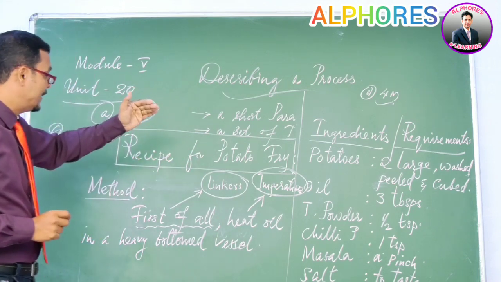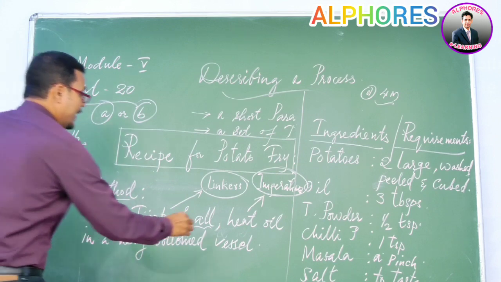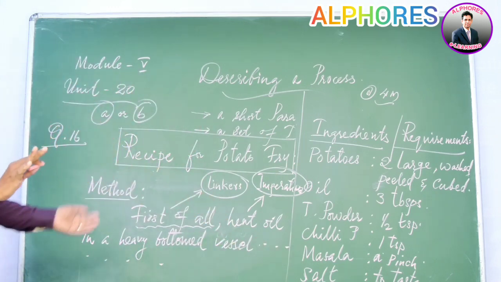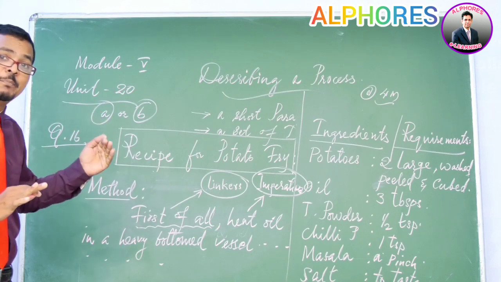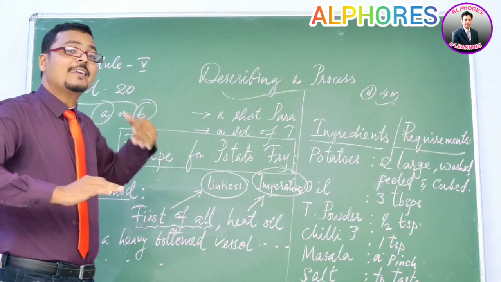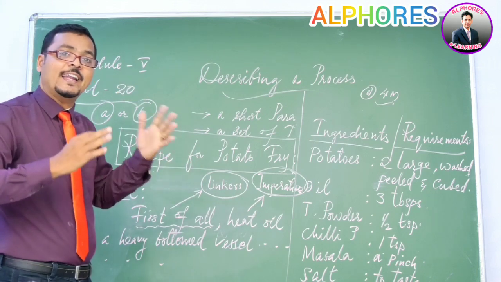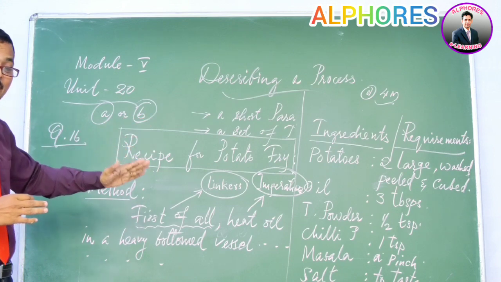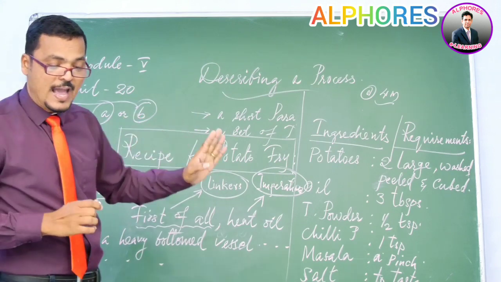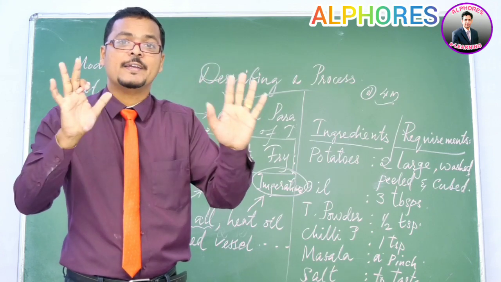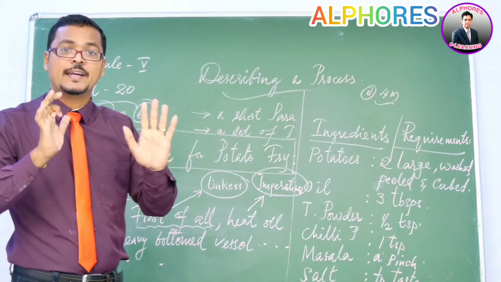This way you can continue writing the paragraph, you can continue the sentences like this. Every time, don't forget to add some linkers in between: next, after that, later, and at the end you may add finally. This way the process can be continued till we complete the process and our potato fry is ready. Our potato fry is ready.